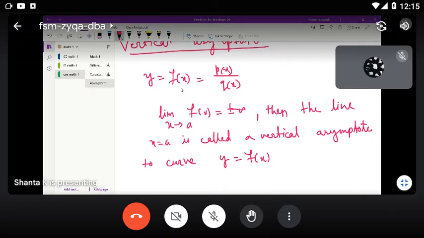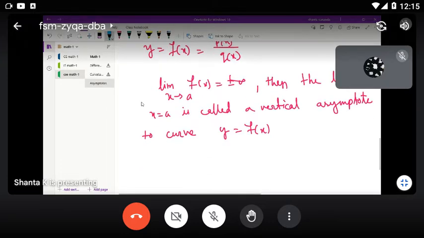By looking at the equation, what can you say? Q(x) tends to 0. So when x approaches a, Q(x) tends to 0, which means a is the root of Q(x), isn't it? So if you look at here, x approaches a implies Q(x) approaches 0. So that means x equals a is a root, so Q(a) is equal to 0.